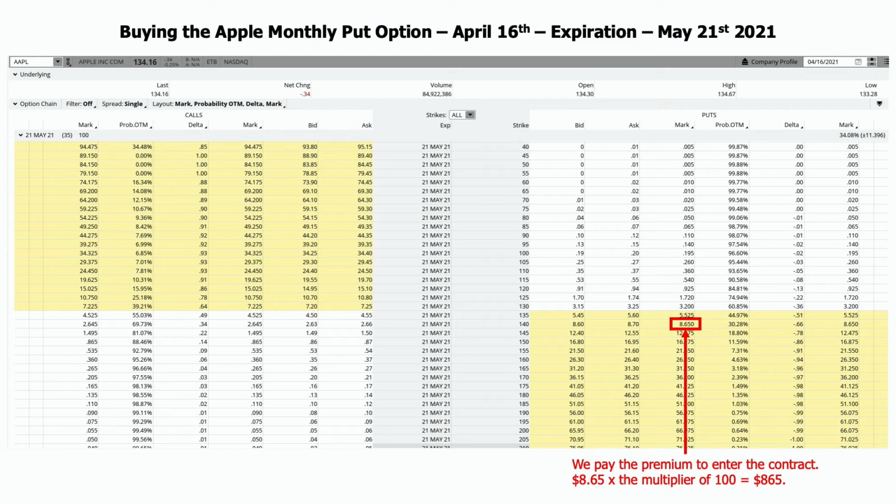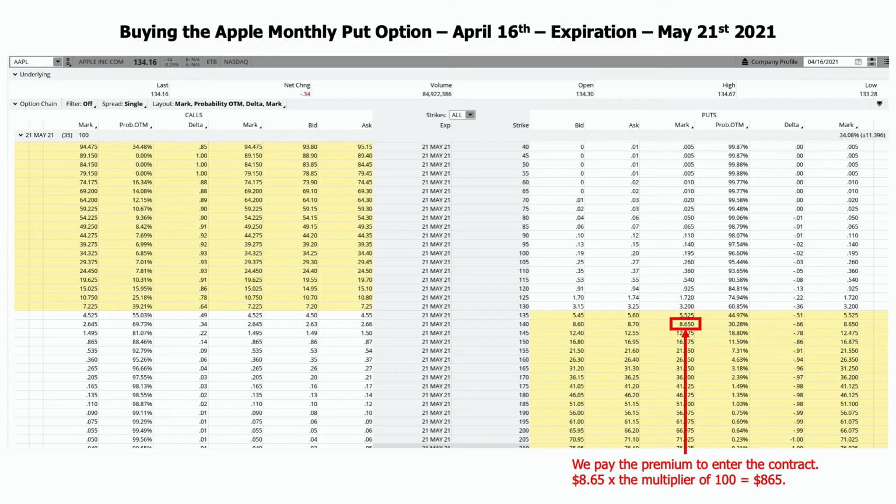So you times that by 100 and then you get to the $865. And once again, remember that we're paying this premium. So this is actually the most money we can lose, and therefore our total risk in this actual options trade.